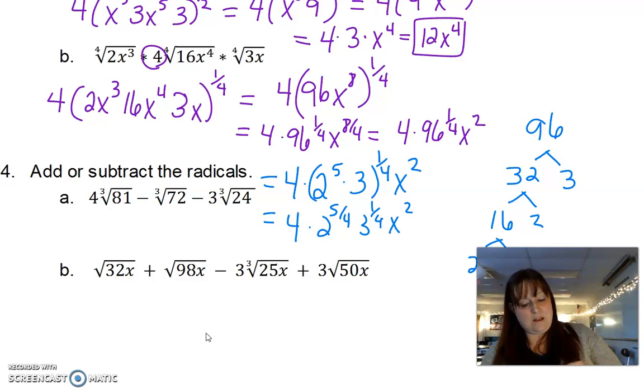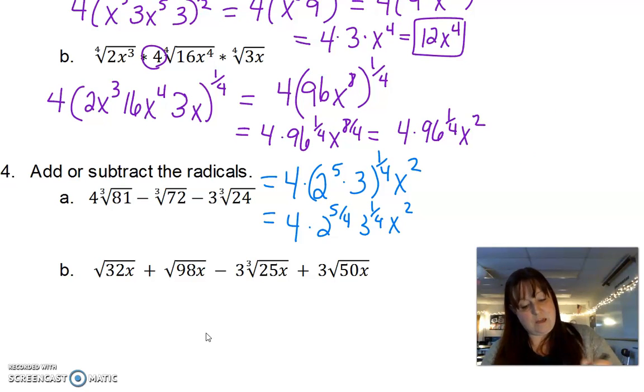And then, I've only got 15 seconds left. So this ends up being 4 times 2 times x squared times the 4th root of 2.